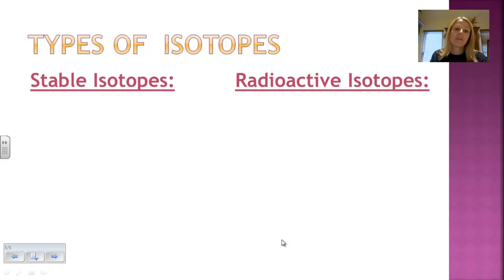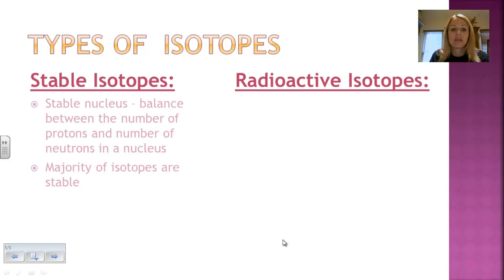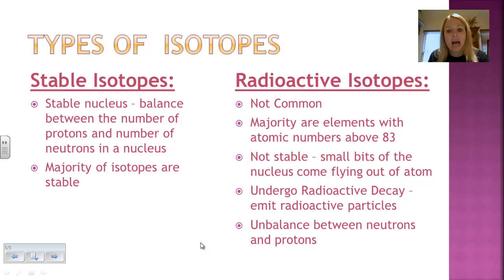Leading us to the types of isotopes. Like I said, we have stable isotopes and we have radioactive isotopes. Stable isotopes are more common. What makes them stable is there is a balance between the number of protons and the number of neutrons found in the nucleus. Radioactive isotopes are a little less common.